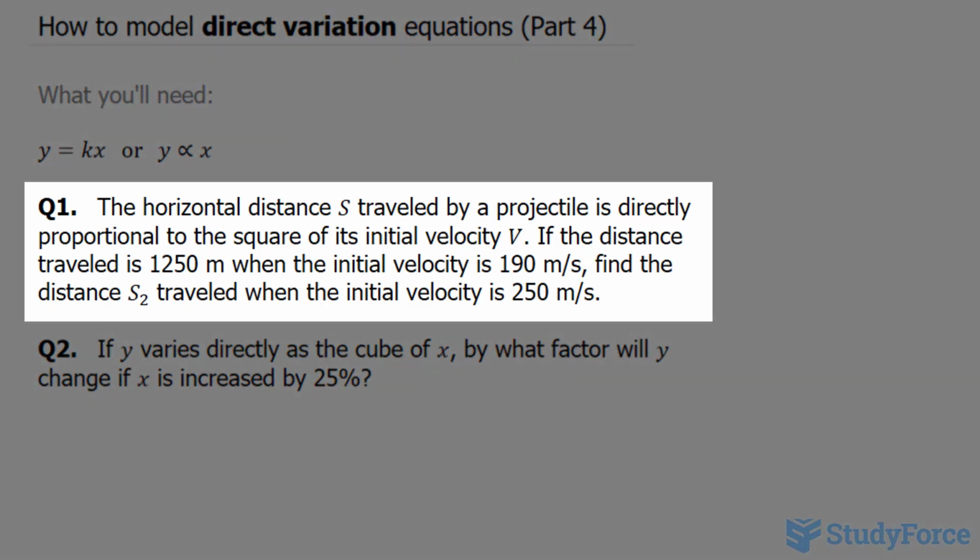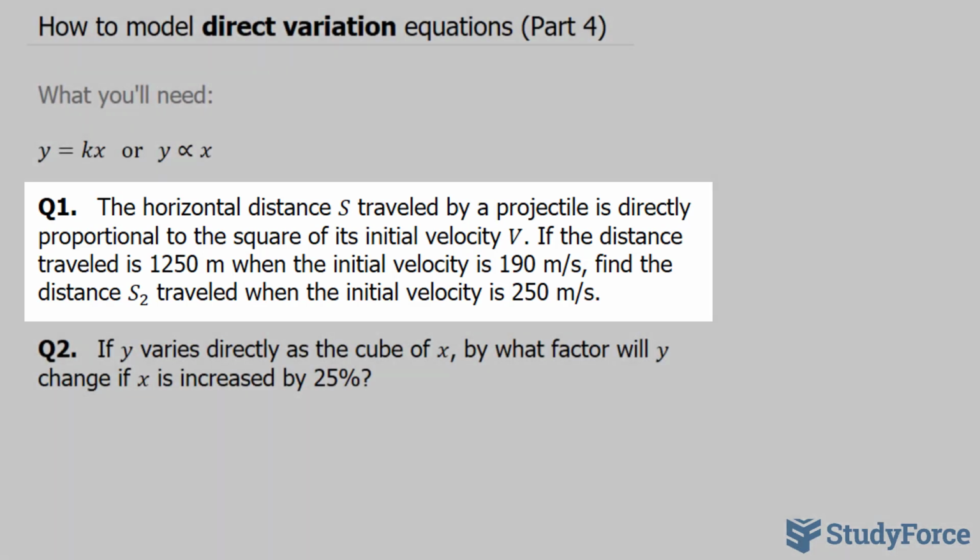Question 1 reads, the horizontal distance s traveled by a projectile is directly proportional to the square of its initial velocity v. If the distance traveled is 1,250 meters when the initial velocity is 190 meters per second, find the distance s subscript 2 traveled when the initial velocity is 250 meters per second.